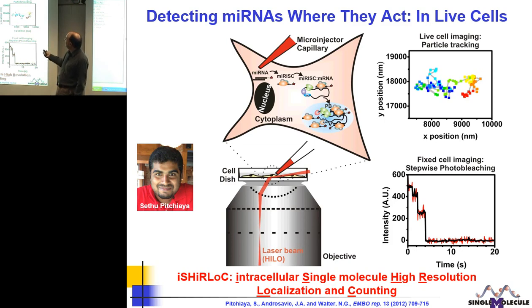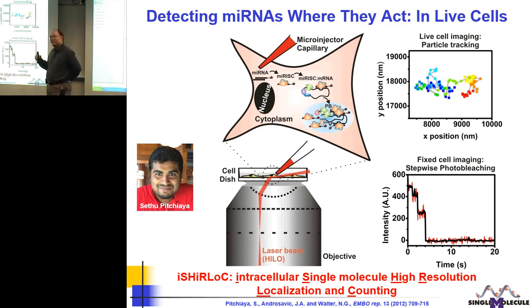And this is a live cell observation where we essentially see single fluorophores and then track them over time, using the super resolution trick of fitting the point spread function with a Gaussian, as I mentioned, and then follow the particle through the cell in XY position here.